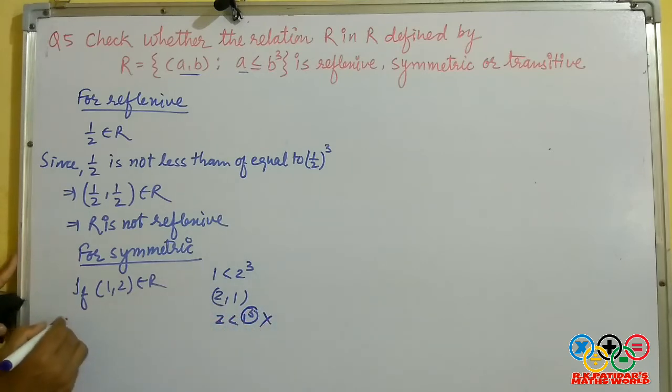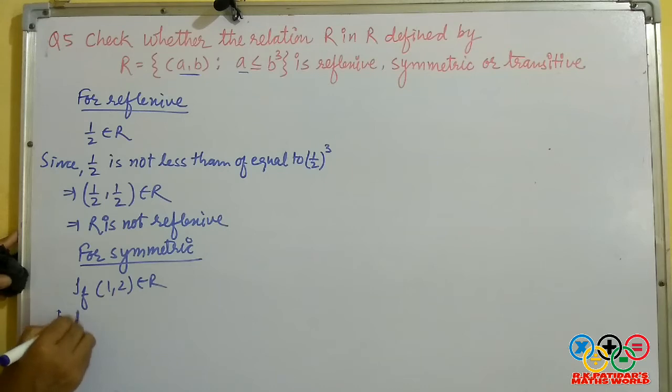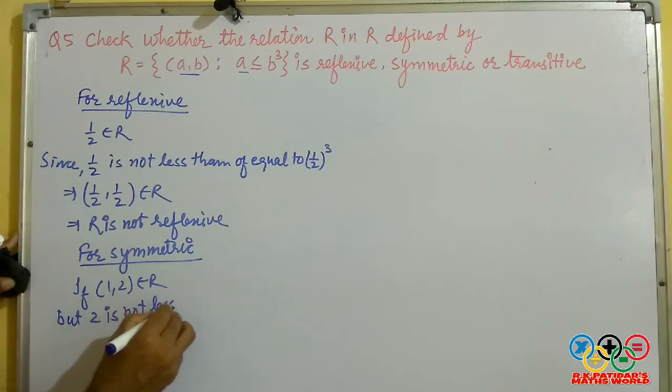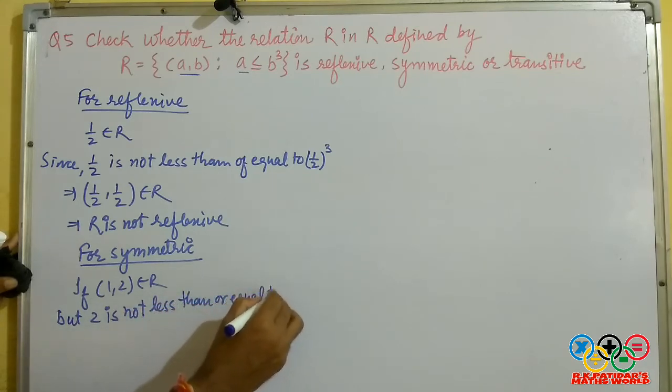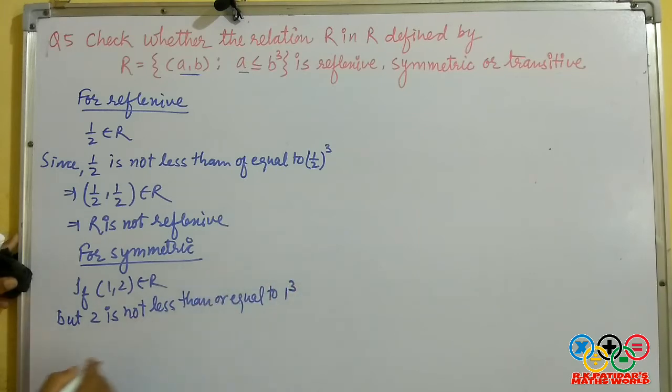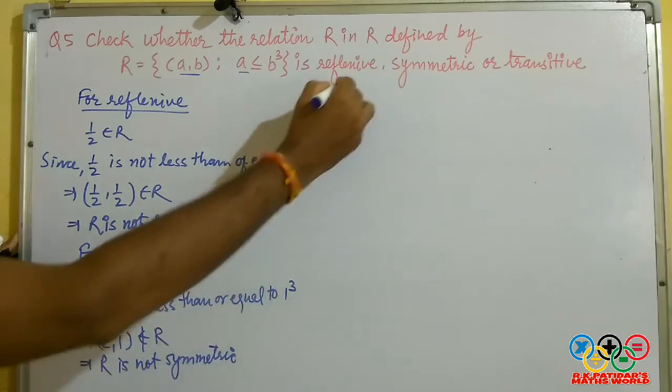Since 2 is not less than or equal to 1 cube, this implies (2, 1) does not belong to R. If (2, 1) does not belong to R, then R is not symmetric. This relation is not a symmetric relation.